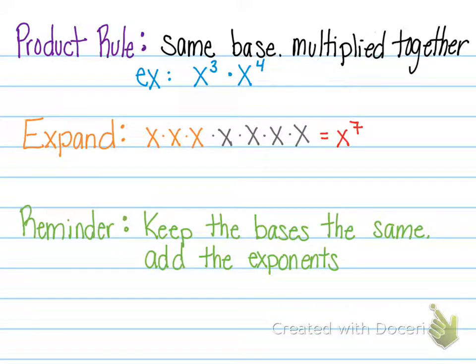Now when you're using the product rule, the reminder that I have for you is that you need to make sure that you keep the bases the same. So remember, in this example, the base was the x. And then all I needed to do was add my exponents. So I could have rewritten this example as x, there's my base, that's the same, and then 3 plus 4. That's how I could have had x to the 7th. Let's take a look at some examples.